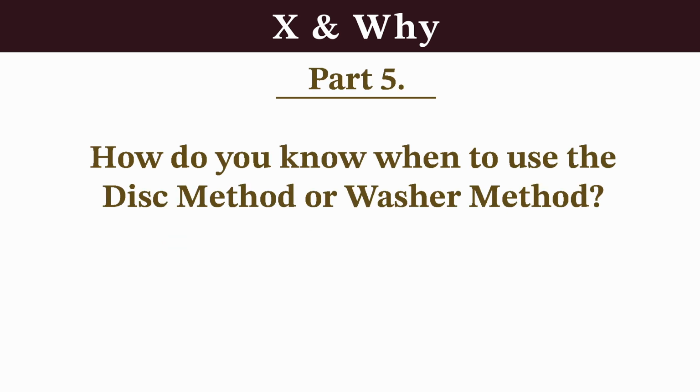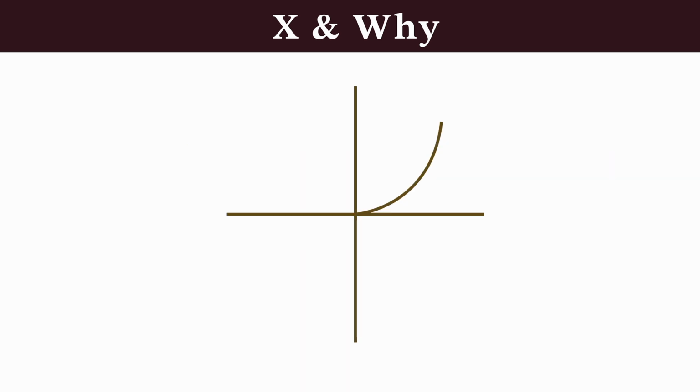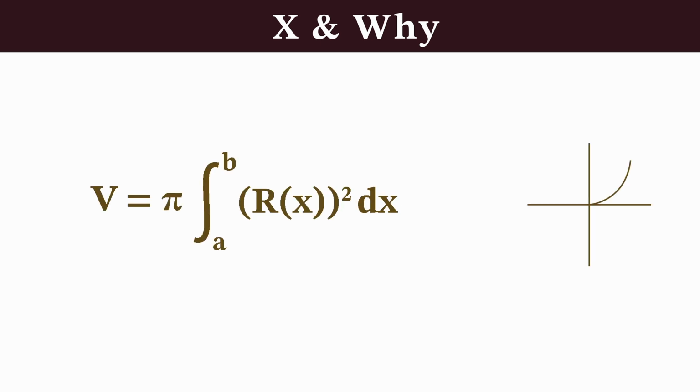Part 5. How do you know when to use the disk method or washer method? Use the disk method when the solid being evaluated has no hole in the middle, or when the region is flush against the axis of rotation. The basic formula for the disk method is volume equals pi times the integral from a to b of the radius squared with respect to x.